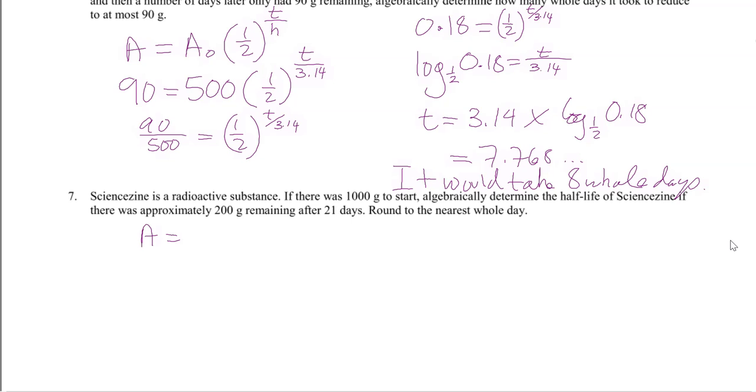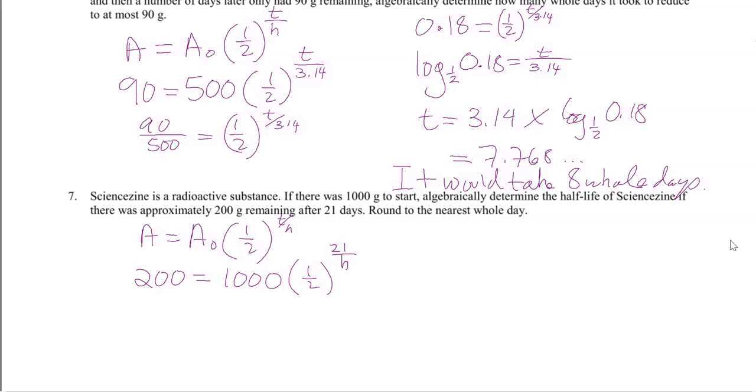All right, so A is equal to A naught, still a half-life question, to the power T over H. 200 grams remains. So with the half-life question, the amount remaining always has to be smaller than the starting amount, right? If you write down your equation and say this is bigger than this, it's like, no, you got your numbers reversed. It's a half-life. 21 days over H. So what we don't know is the half-life. What's H?